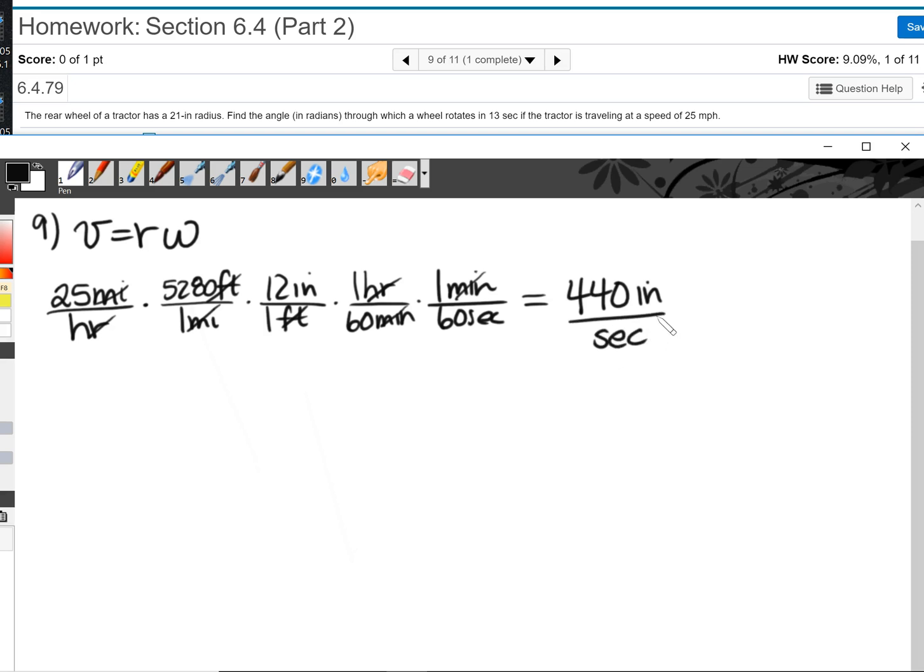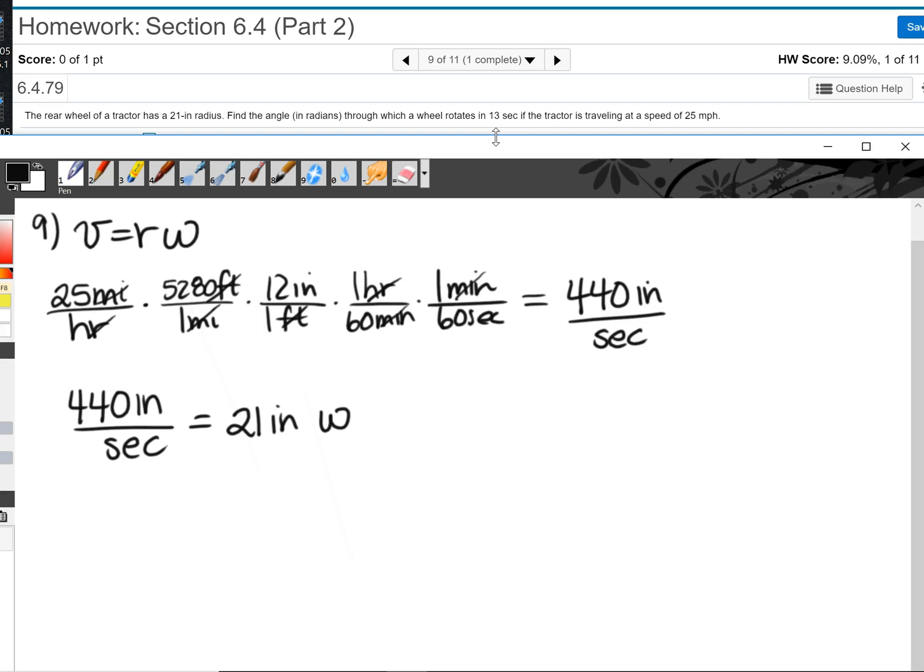And again, this is a linear speed because that's just a straight distance. It's not an angle. It's a distance divided by time. So here's what I know: 440 inches per second is going to equal that 21-inch radius times my omega. And here's what I want. It wants to know the angle through which the wheel rotates in 13 seconds. If you find your angular speed, that's going to give you radians per second. And then I can just multiply by 13 to see how many radians it's actually gone through.